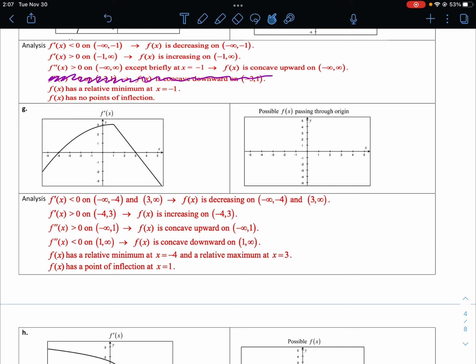Graph G. The derivative is negative, so our graph should start off as decreasing and switches to increasing, so this is a minimum. Positive derivative this whole time means the graph is increasing the whole time until you get to 3, so it should be a maximum, relative maximum at 3. The slope is always positive until there, and then negative there. So at 1, we should have a point of inflection, right? And it should be concave up until 1 and then concave down after 1.